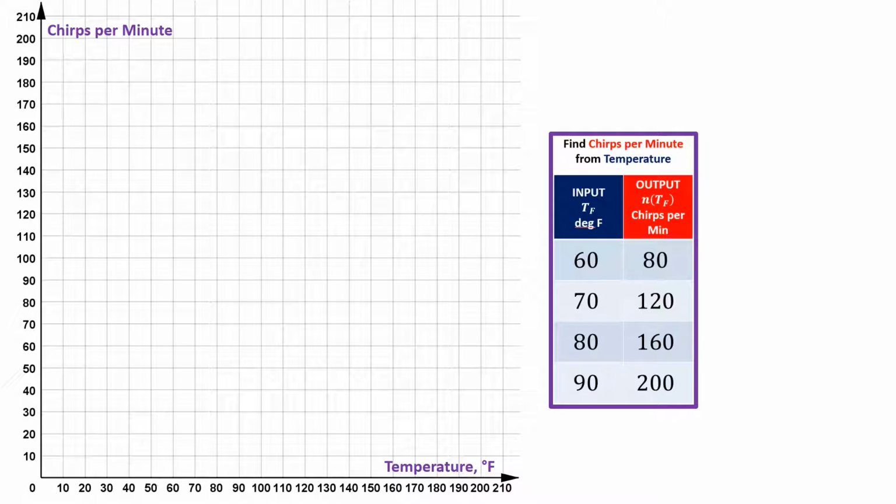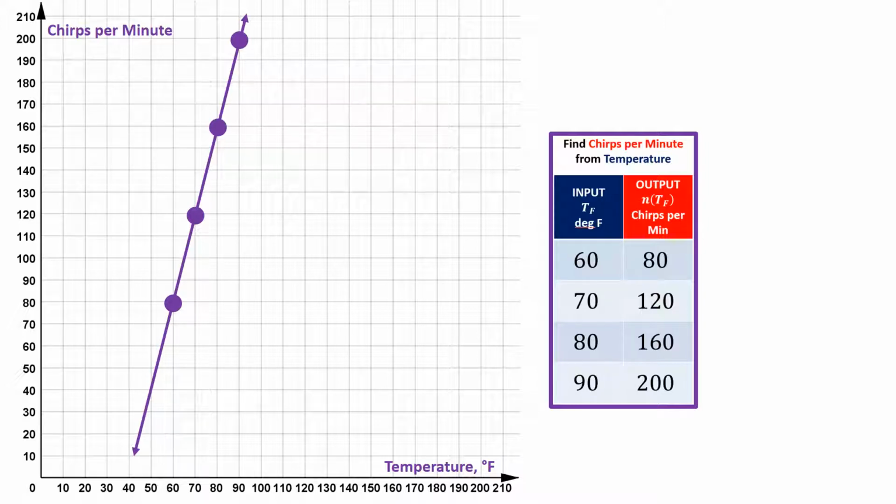Let's do this graphically. I'm going to go ahead and plot the points from the table on the previous slide, and I'm going to do that in purple and connect those points together with the function curve. So what you see in purple is basically Dolbear's law that uses the temperature in degrees Fahrenheit along the horizontal axis as an input and gives us an output in chirps per minute along the vertical axis.